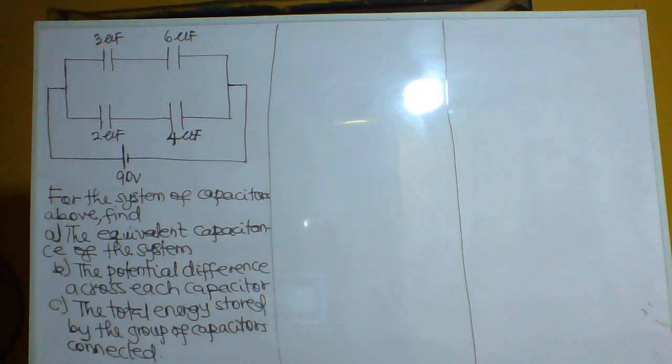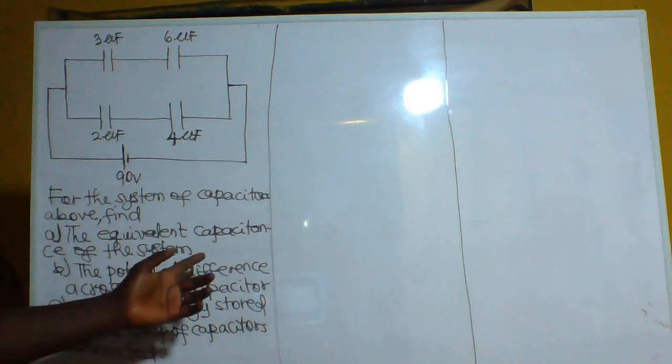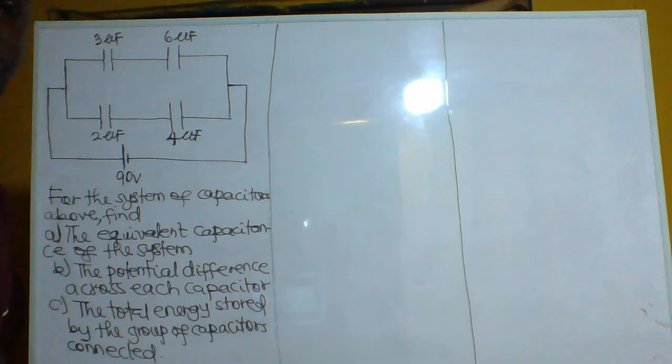So for the system of capacitors above, find A, the equivalent capacitance of the system, B, the potential difference across a capacitor, and C, the total energy stored by the group of capacitors connected. So these are the questions. The first part demands that we calculate the equivalent capacitance of the system, the total capacitance.